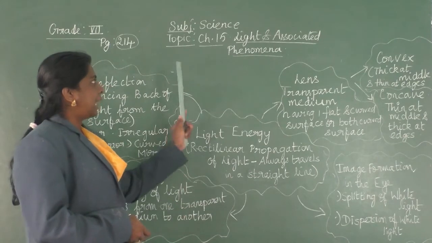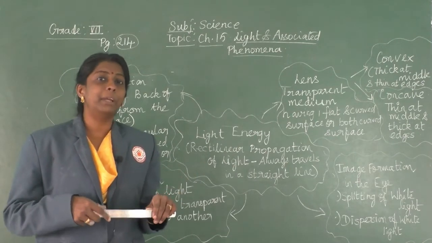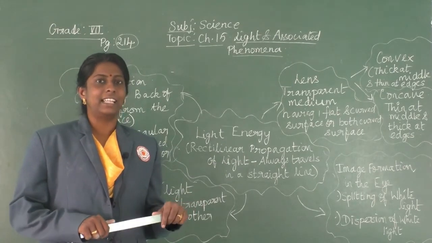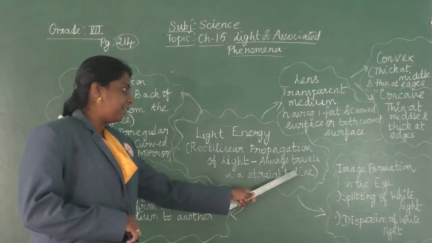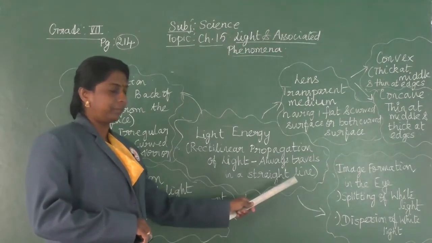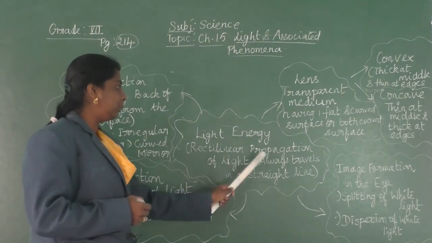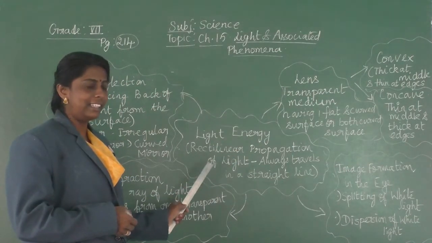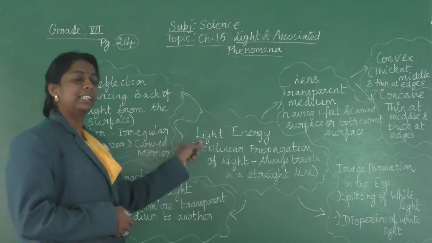So the chapter is about light and associated phenomena. What do you mean by light? It's a form of energy. Light always travels in a straight line. That is called rectilinear propagation of light. Clear? Now we are going to learn about the things associated with light energy.